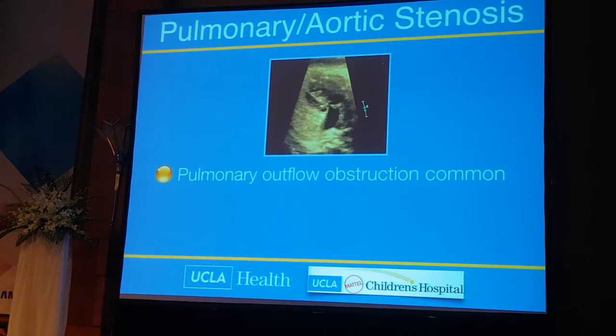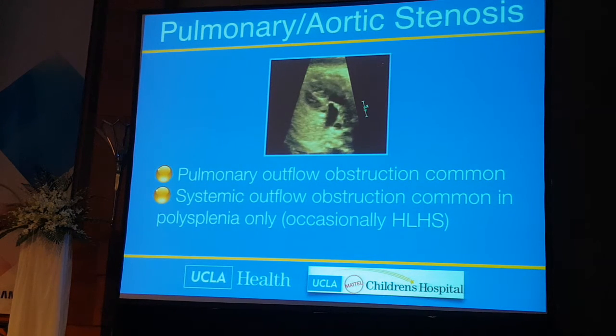And then outflow tract obstruction with pulmonary stenosis or aortic stenosis can be quite common, particularly pulmonary stenosis, which is very common with heterotaxy. Pulmonary stenosis is common in general. Pulmonary valve abnormalities, maybe 10% of congenital heart disease has pulmonary stenosis or even more. Now, systemic outflow obstruction, aortic stenosis or coarctation, is interestingly less common with heterotaxy. But polysplenia type heterotaxy patients can have left-sided obstructions, or systemic outflow obstruction, I should say, even hypoplastic left heart.